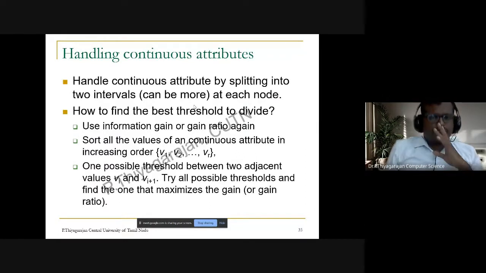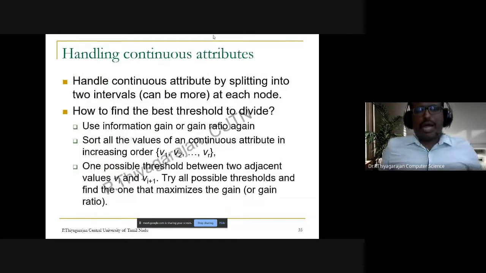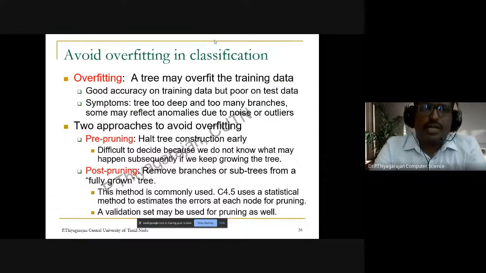There are many ways by which you can find the best threshold to divide the continuous attribute. But I will not discuss that in detail. Okay. So these are some of the problems in the classification.